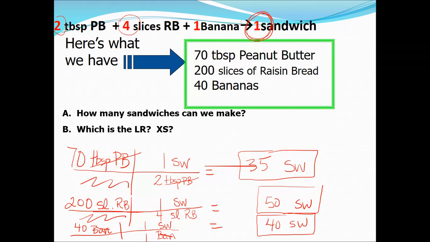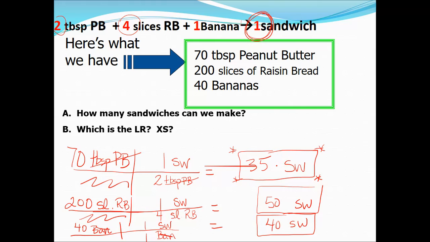So let's recap. My peanut butter will allow me to make 35 sandwiches. With the raisin bread I bought, I could make 50 sandwiches. And with the bananas I bought, I could make 40 sandwiches. So the question was, how many sandwiches can I make? Well, look, I can only make 35 sandwiches, y'all, because once my peanut butter runs out, I can't make any more peanut butter banana sandwiches. I could make just a plain bread and banana sandwich, but not with the peanut butter, right?